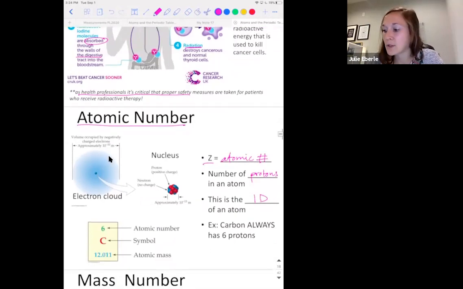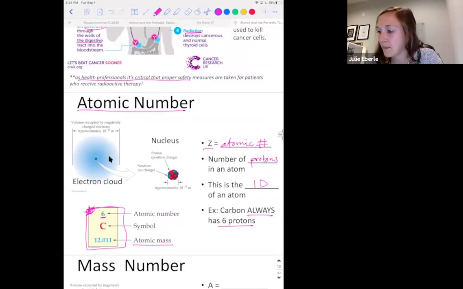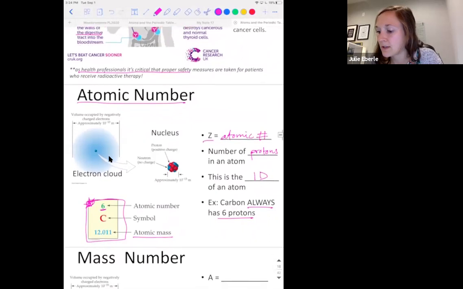So for example, carbon always has 6 protons. And if you're looking at a periodic table, here's an example, the number on top, and sometimes it might be over here in the corner, that is the atomic number. The number down below, that's the mass of that element, or an atom of that element. All right, so that's the atomic number.